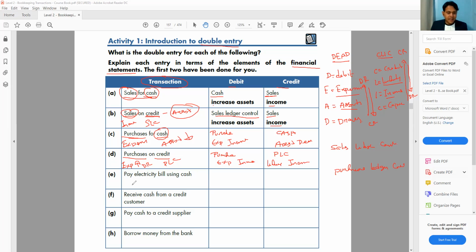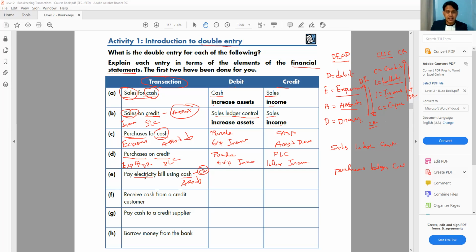The next one is pay electricity bill using cash. So I'm paying the electricity bill. Electricity is the expense and I'm paying cash. Cash is the asset. So what happens if I pay the electricity bill by cash? Cash is going, so asset is decreasing. If the asset is going down, that's my credit.